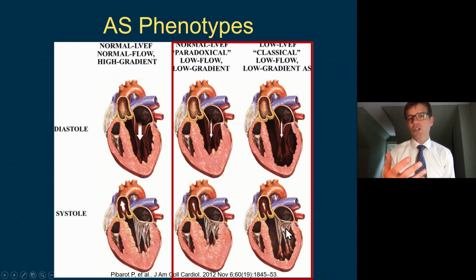These are the people I mentioned initially, right? With the cardiomyopathy, the dilated ventricle and low ejection fraction, they're not able to generate a high pressure gradient across the valve because their heart muscle is sick.